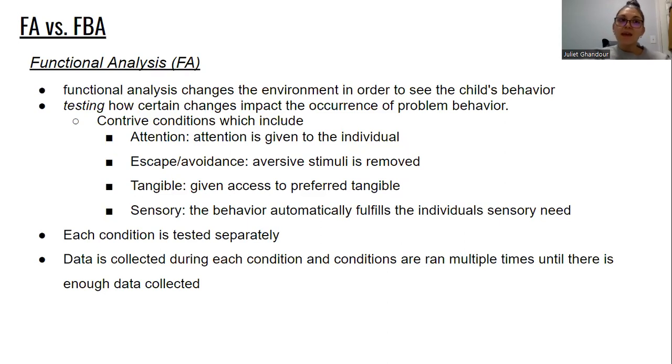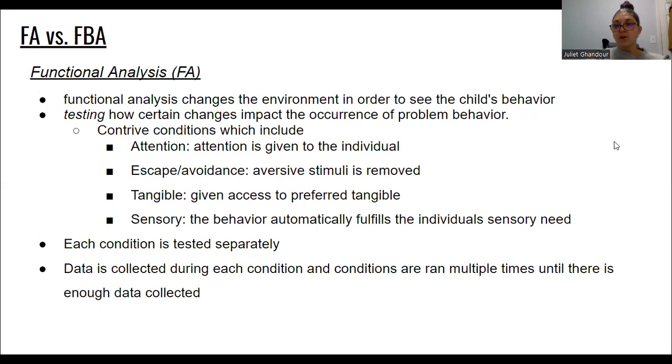So an FBA versus an FA. An FA is a functional analysis. A functional analysis changes the environment in order to see a child's behavior. Through an FA, we test how certain changes impact the occurrence of problem behavior. So basically in an FA, different conditions are contrived to see how that affects behaviors.